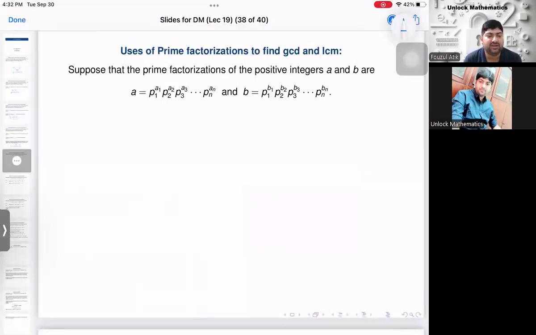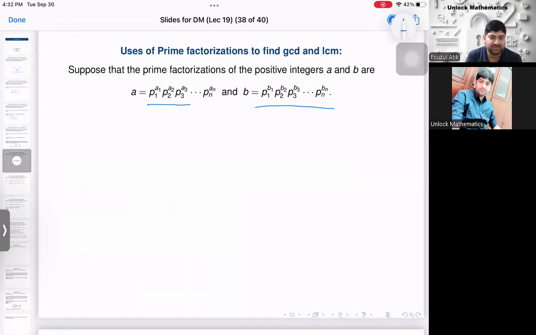Suppose the prime factorizations of the positive integers a and b are: a is equal to p1 to the power a1, p2 to the power a2, up to pn to the power an, and b is equal to p1 to the power b1, p2 to the power b2, up to pn to the power bn. So these are the two prime factorizations of a and b.